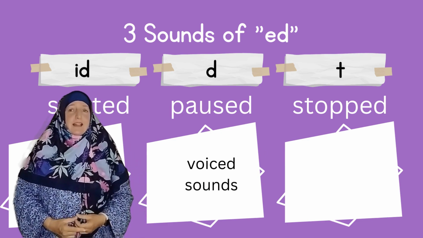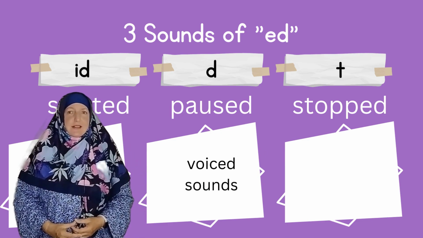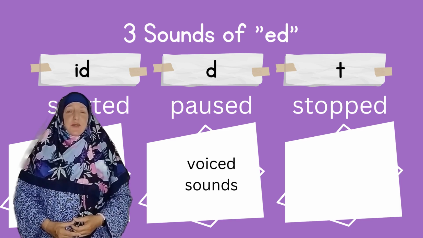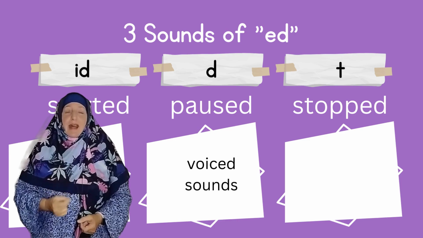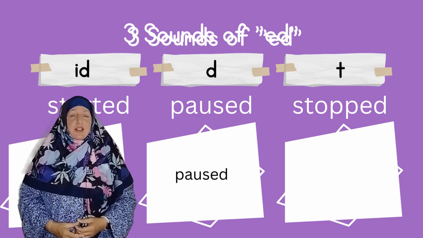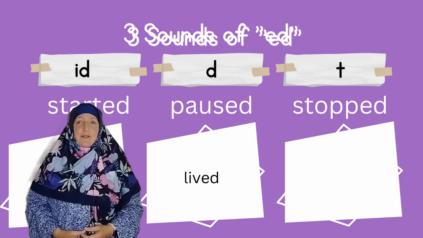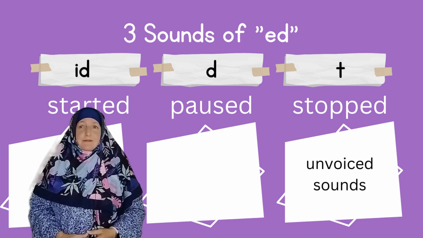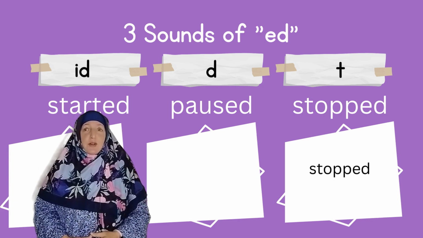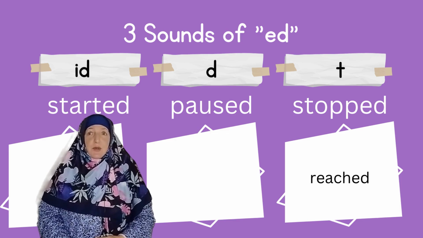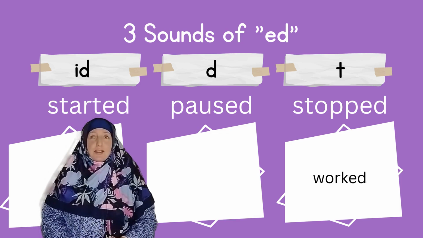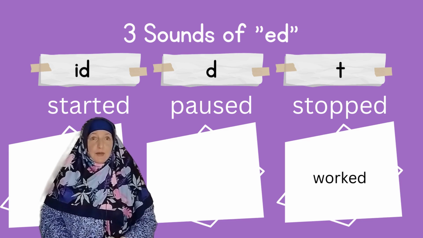You use the d sound with voiced sounds. Voiced sounds are strong sounds from your throat, tongue, or mouth movement. Paused uses your mouth. Traveled uses your tongue. Lived uses your lips. Words that get the T sound use unvoiced sounds or sounds mostly created by your breath. Stopped uses air over your lips. Reached uses mostly air over your teeth. Worked uses mostly air over the throat.